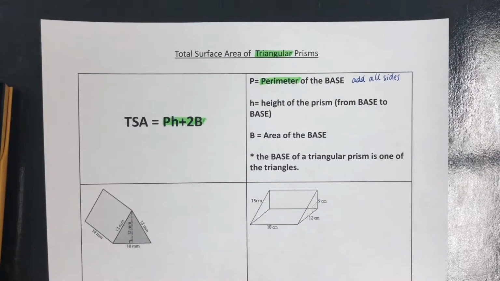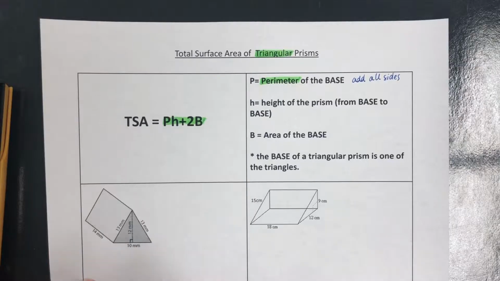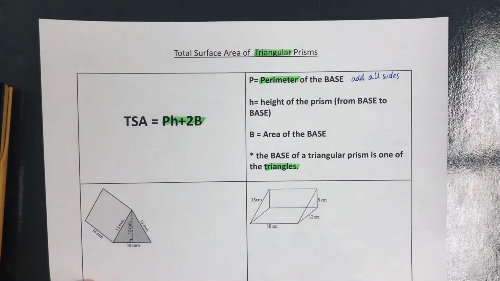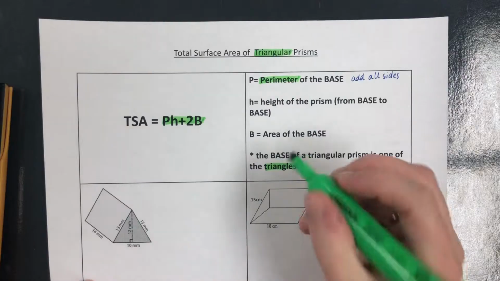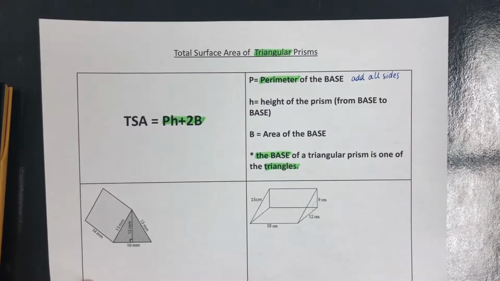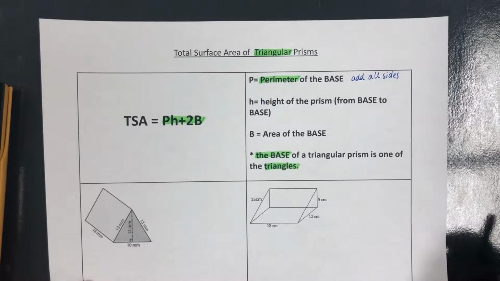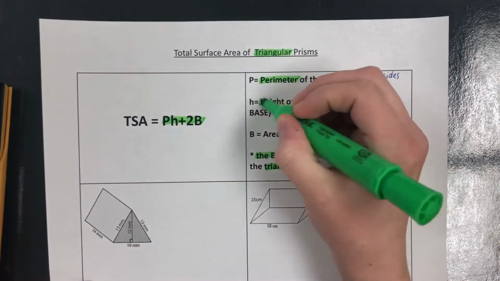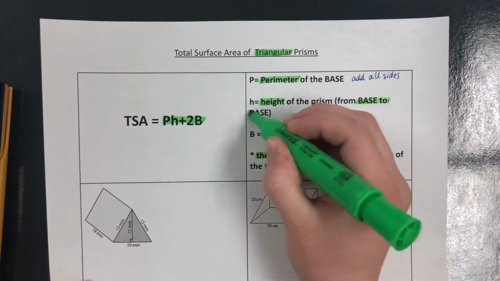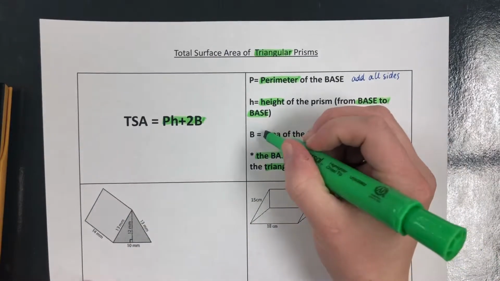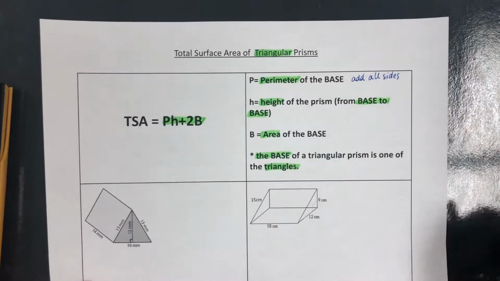Okay, but this time, our base is gonna be a bit different. It is not whatever is on the bottom, it is the triangle. Okay, one of the triangles that's on the triangular prism is the base. So that's a bit different, but all that means is that we just look for the triangle whenever we're trying to find the pieces. H is still the height of the prism from base to base, so in this case from triangle to triangle. And then B, capital B, is still area of the base.